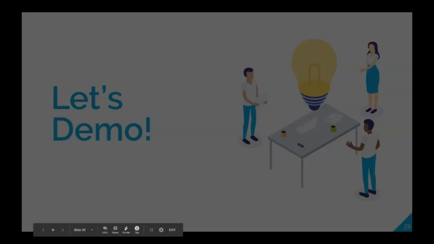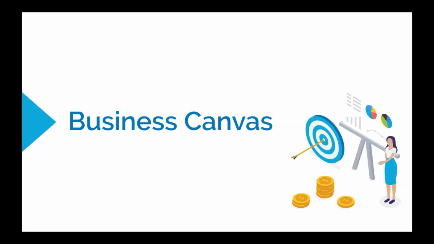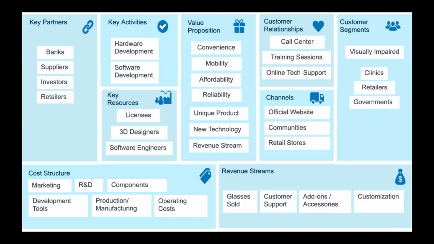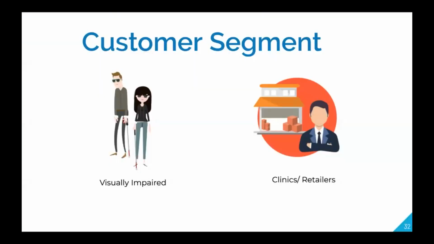Okay, so let me walk you real quick through our business canvas. So this is broadly our business canvas, but let me take you more in depth into it. So who are our customer segments? Well, basically we are targeting both segments, the B2C segment and the B2B segment. For the B2C segment, we are targeting clients who are visually impaired. And for the B2B segment, we are targeting clinics and retailers.